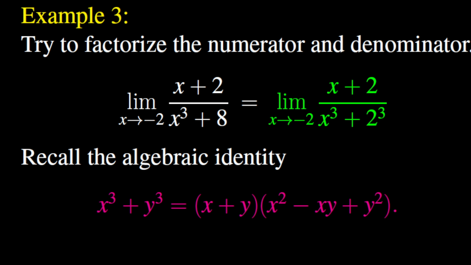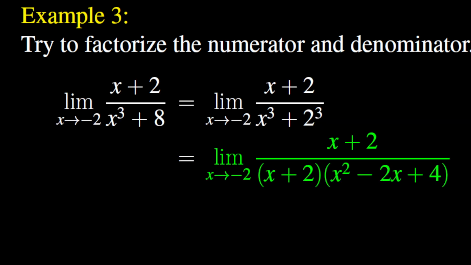Since the denominator is a sum of cubes, we need to use the important algebraic identity about the sum of two cubes. Note that, x cubed plus y cubed equals x plus y, times x square minus xy plus y square. Using the algebraic identity, we factorize the denominator as x plus 2, times x square minus 2x plus 4.